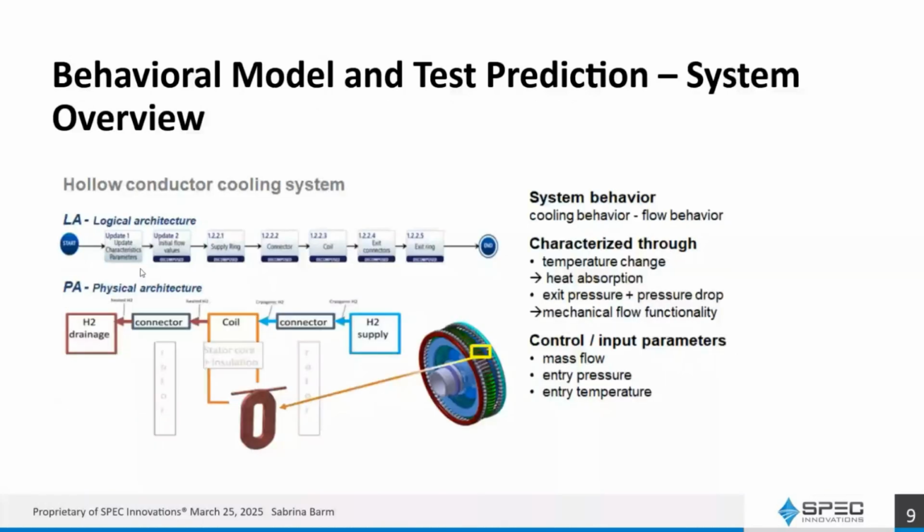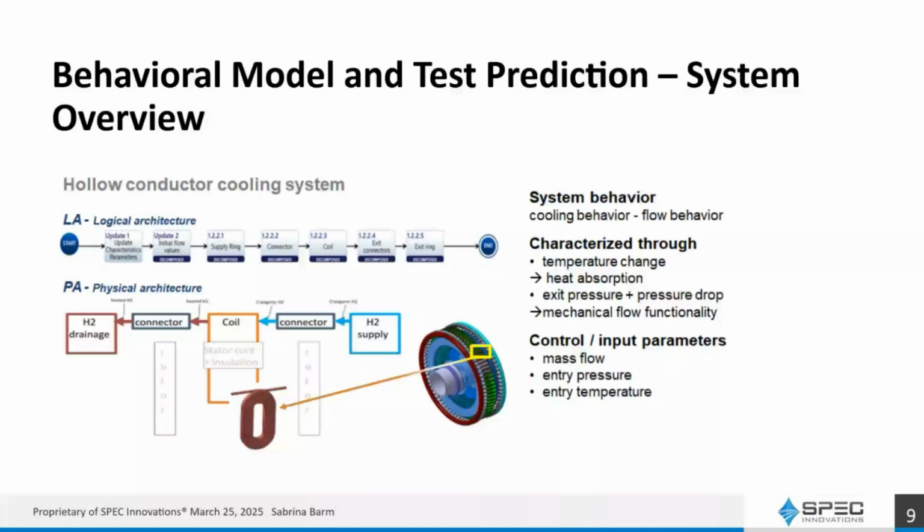Generally speaking, our model looks like this. We've opted for the concept of a hollow conductor cooling system, which means that inside the electrical windings of the electric motor, where the greater part of the waste heat is generated, there's a cooling channel inside these electric windings.